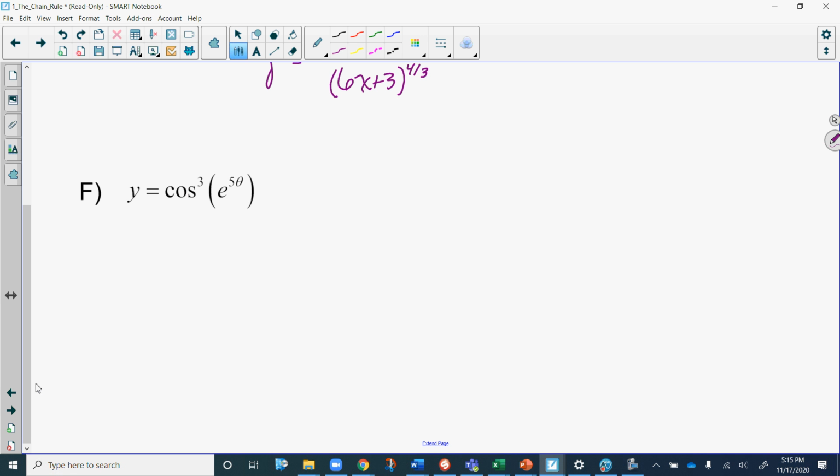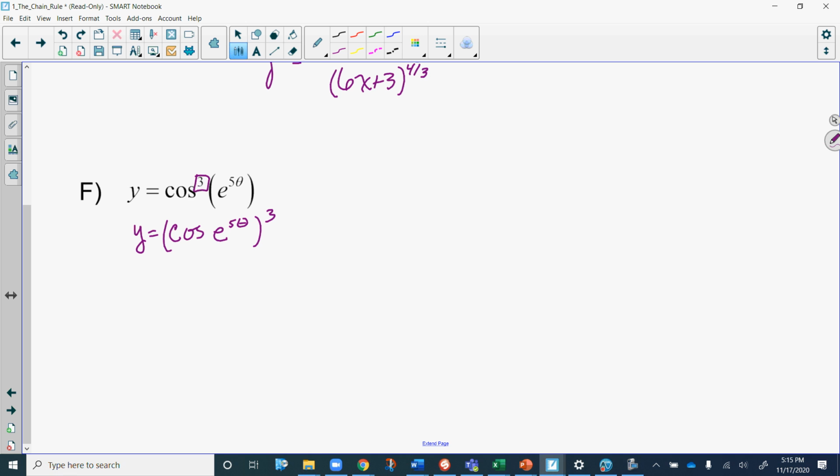Now the first thing that I want to do on this one is this exponent of 3, a lot of times that kind of throws people off. So I'm going to rewrite the problem. And the way that I'm going to write it is I'm going to say cosine of e to the 5 theta power, and I'm going to have that whole thing raised to the 3rd power. That one makes a little bit more sense.